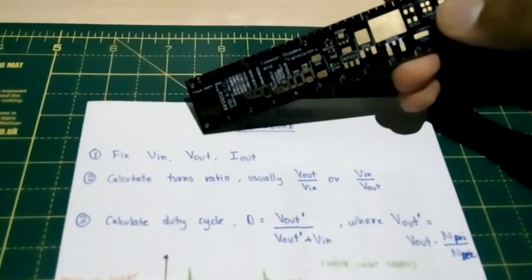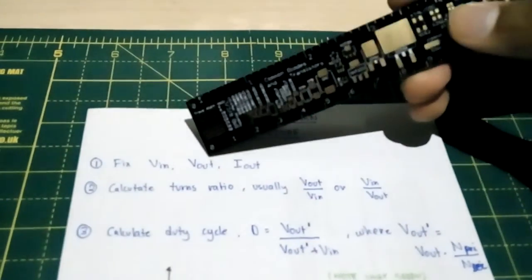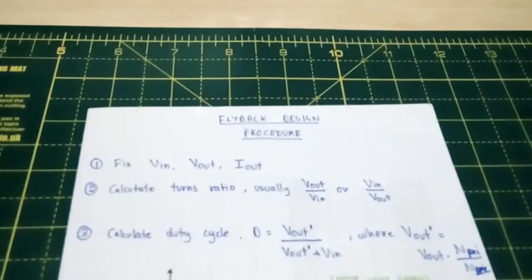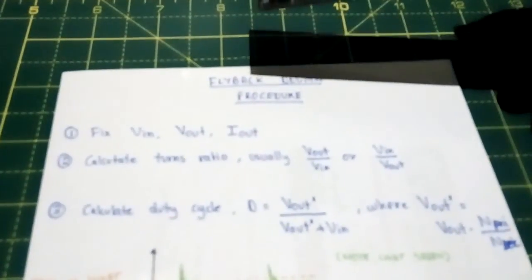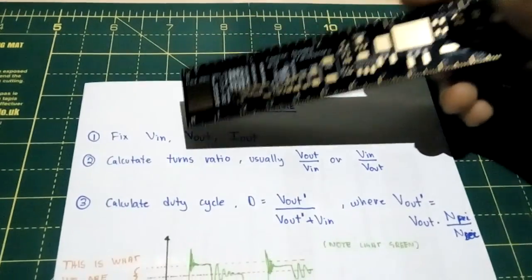First, you need to know what you want. Always fix the input voltage, the output voltage, and the output current first. Forget about input current for now. It will fall into place very soon.